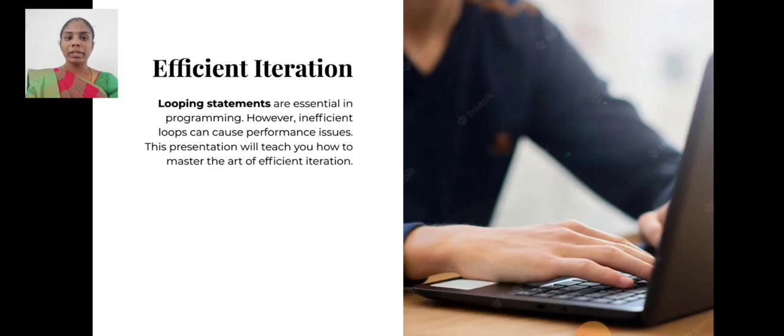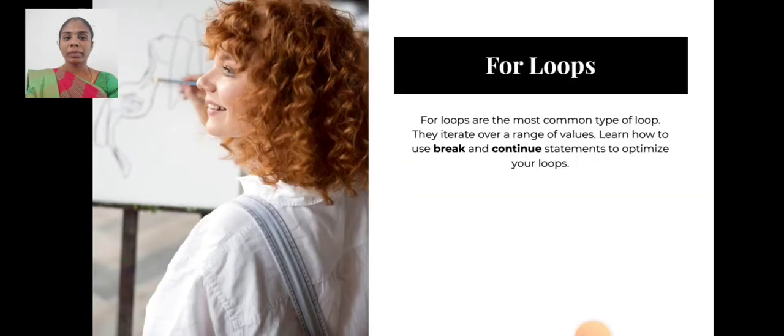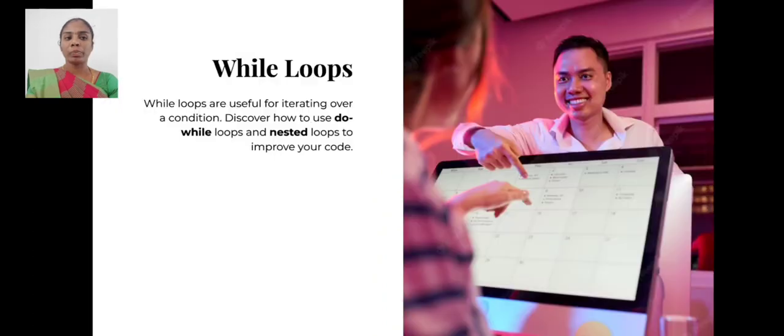Next, efficient iteration. Looping statements are essential in programming. However, inefficient loops can cause performance issues. This presentation will teach you how to master the art of efficient iteration. For loops. For loops are the most common type of loop, used for iteration over a range of values. Learn how to use break and continue statements to optimize your loops.